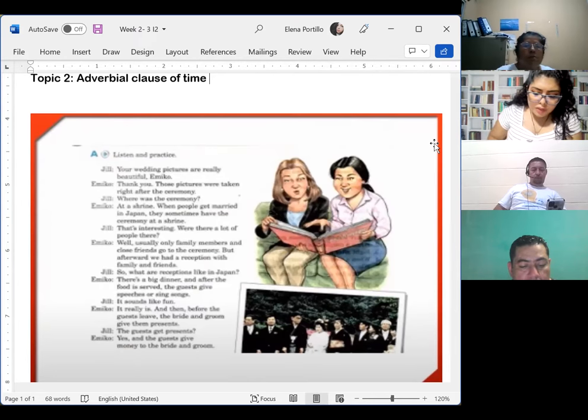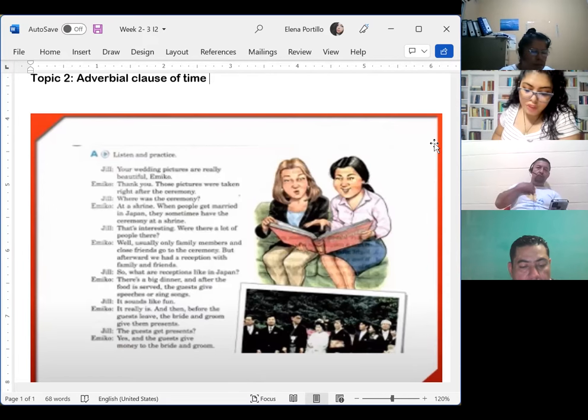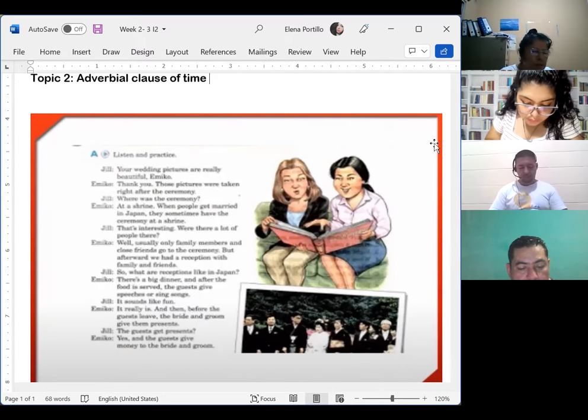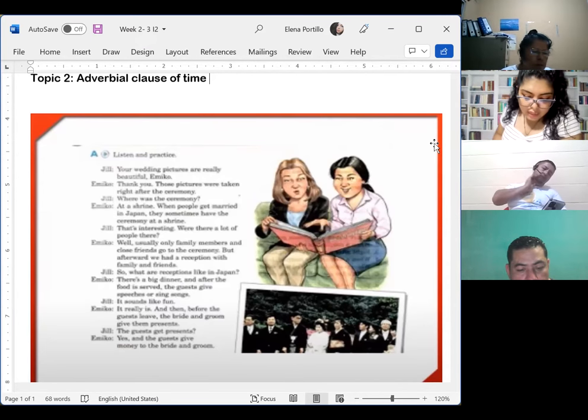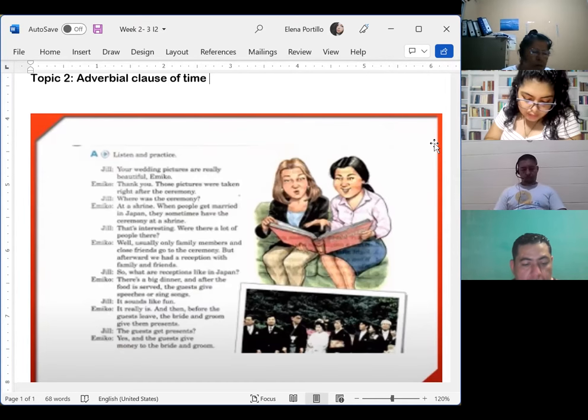So, what are receptions like in Japan? There is a big dinner, and after the food is served, the guests give speeches or sing songs. It sounds like fun. It really is. And then before the guests leave, the bride and groom give them presents. The guests give presents? Yes. And the guests give money to the bride and groom.